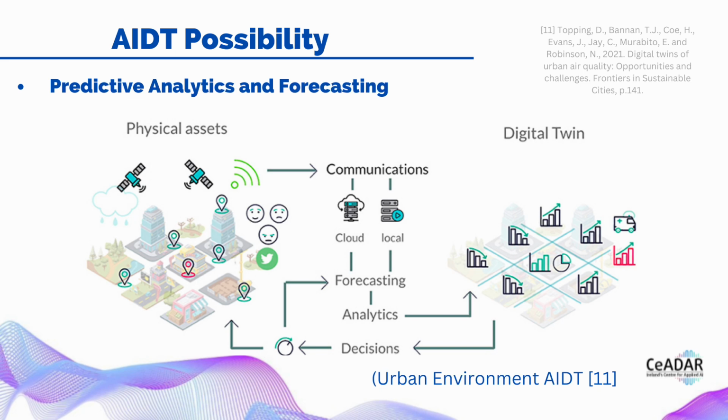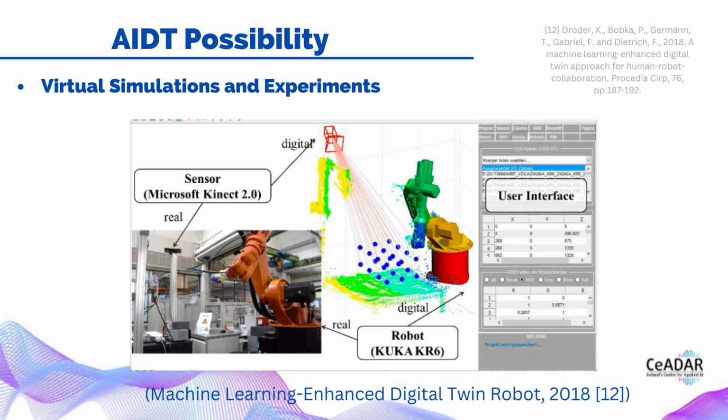And also, the front end can enable users to conduct virtual simulations and experiments to test different scenarios and analyze potential outcomes. This image shows a team using AIDT to simulate a machine learning enhanced robot control strategy that combines a nearest neighborhood approach to path planning, cluster analysis, and the artificial neural network for obstacle detection.